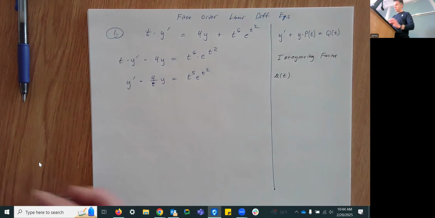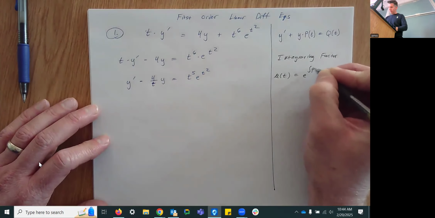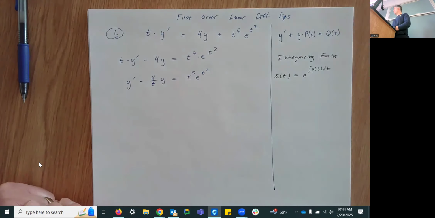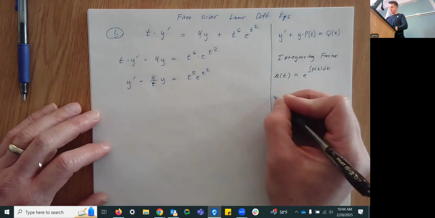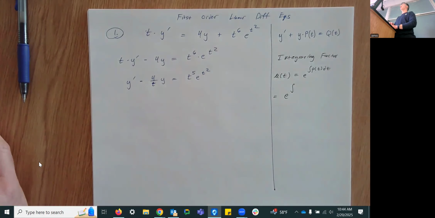It's gone now. So mu of t is going to equal e to the integral of p of t dt. In this case, that's going to be e to the integral of what is our p of t?